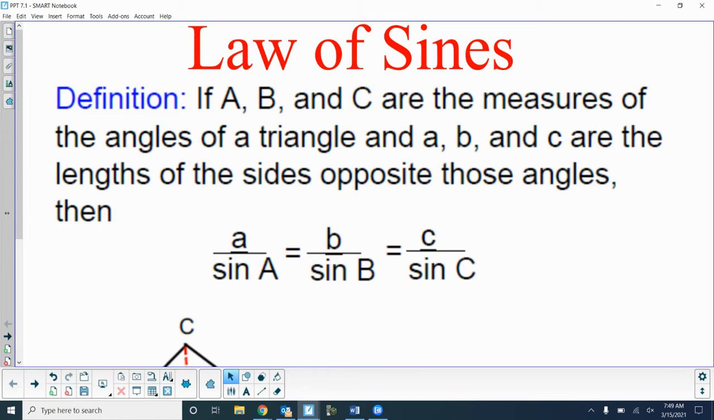This week, we're going to work on the law of sines. The trig we've done the last couple weeks has been right triangle trig stuff. Today, this week, with law of sines, these are non-right triangles. So this would be for any triangle, actually.